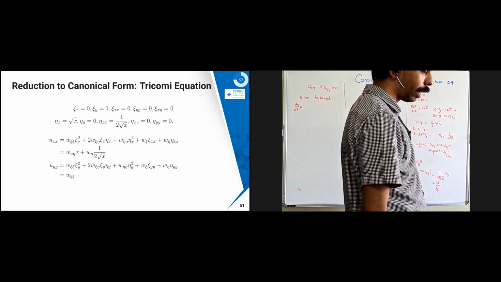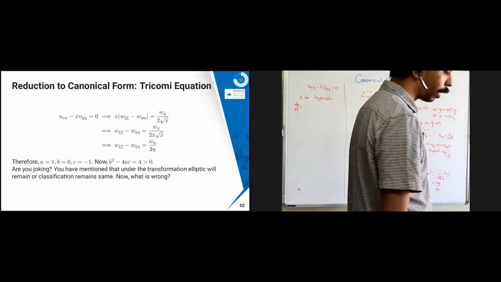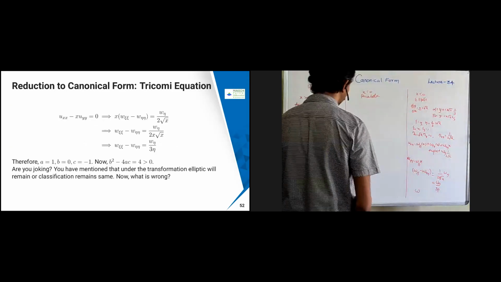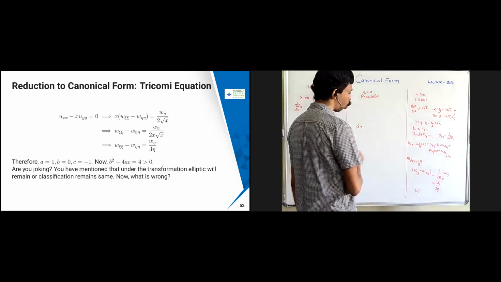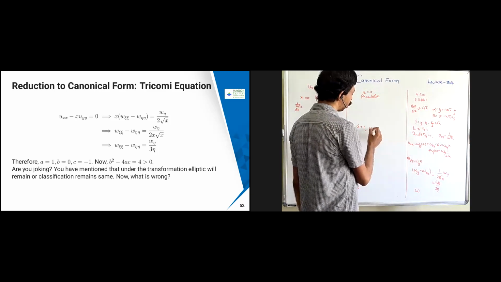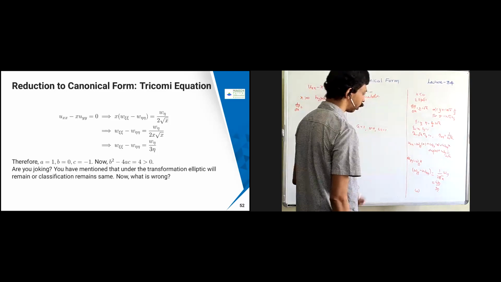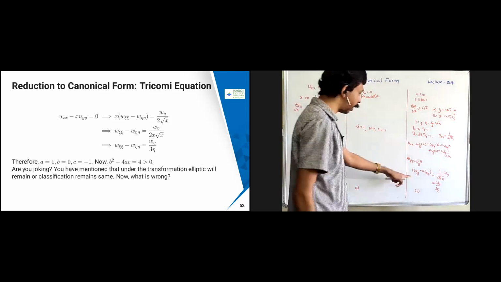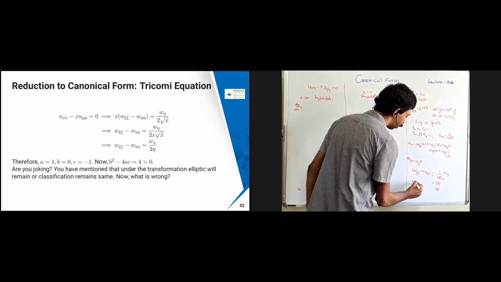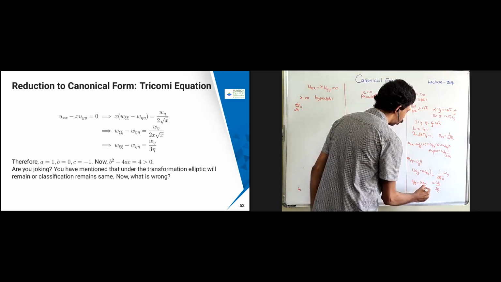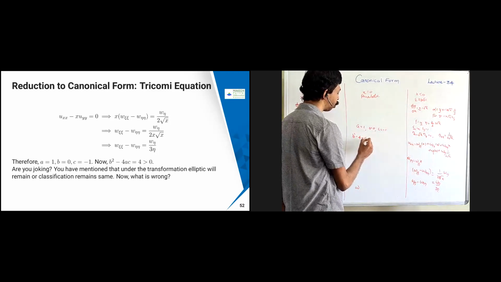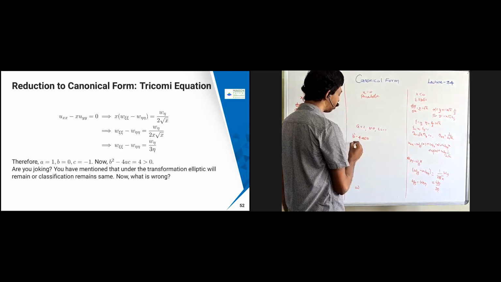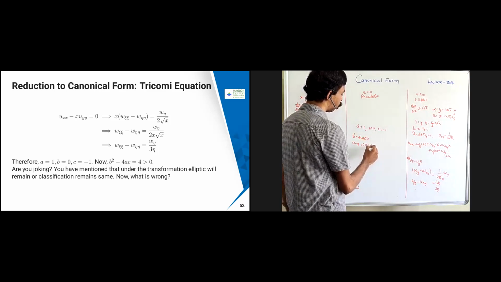Now what I mentioned is that if I just observe the problem as it is, what is my a here? 1, right? What is my b? B is 0. And what is my c? C is nothing but minus 1. I just see the problem as it is. So I mentioned that this is an elliptic problem. Therefore, if I put b square minus 4ac, this would be less than 0. But what I get is 0 minus 4, a is 1, and this is minus 1. Therefore, I get 4, which is greater than 0, right?